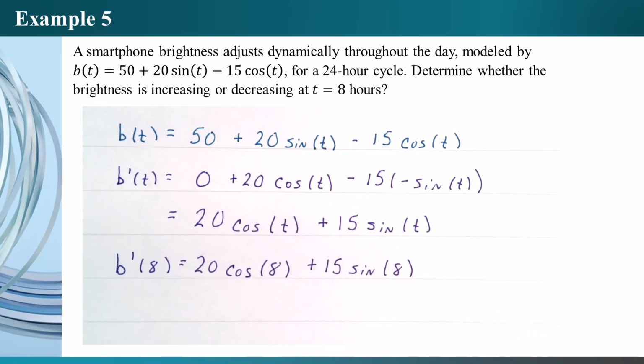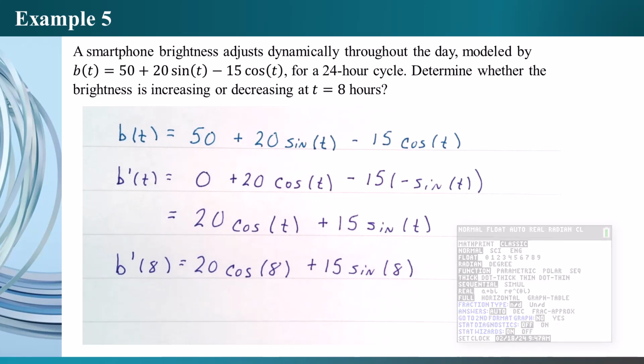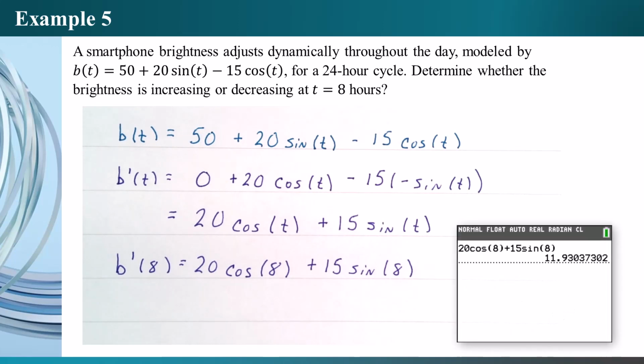Now I'm just going to do this in my calculator. And first I'm going to make sure my calculator is in radian mode, and I'll do this by pressing mode. But then I'm just going to plug 8 into this function, and we get approximately 11.93.